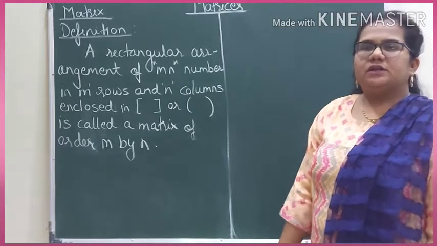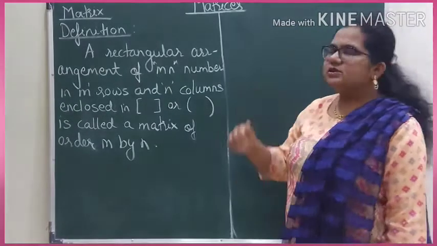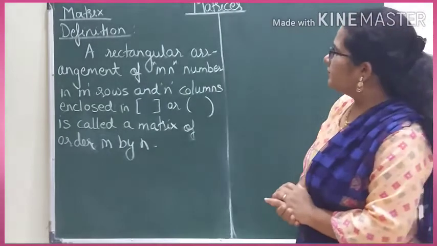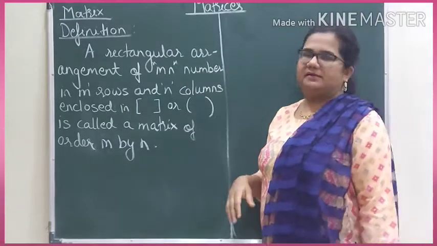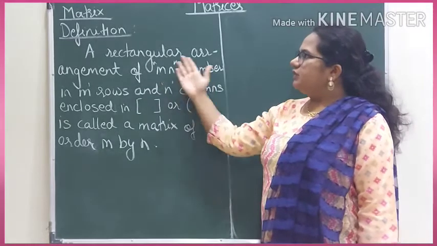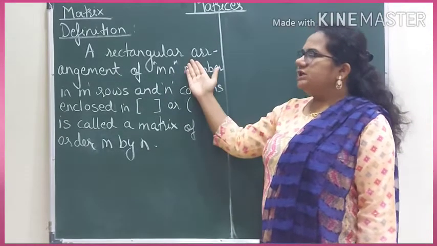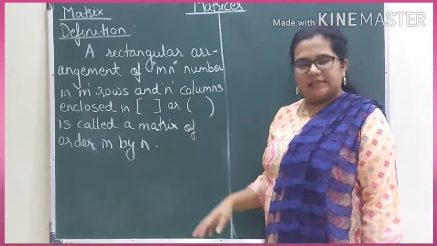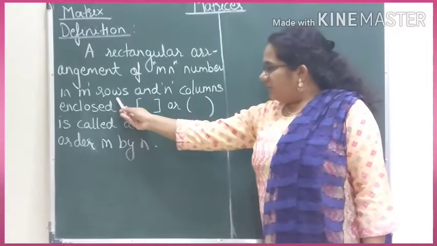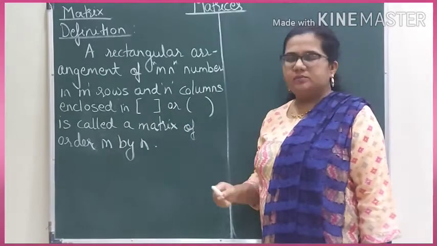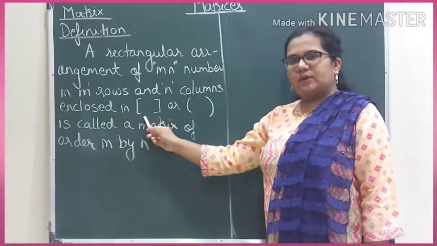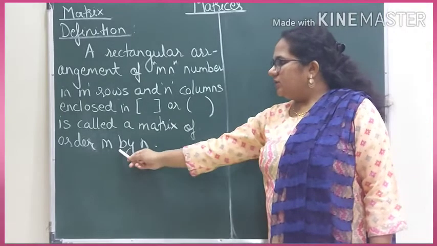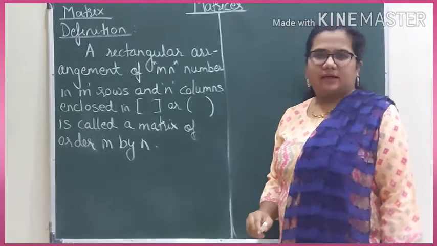Today we are going to study a chapter named Matrices from your paper 1. Now to start with the chapter, first we will study the definition of a matrix. So already you can see what I have written, the definition. It is a rectangular arrangement of m into n numbers in m rows and n columns enclosed in square bracket or round bracket, and the order is called as m by n.